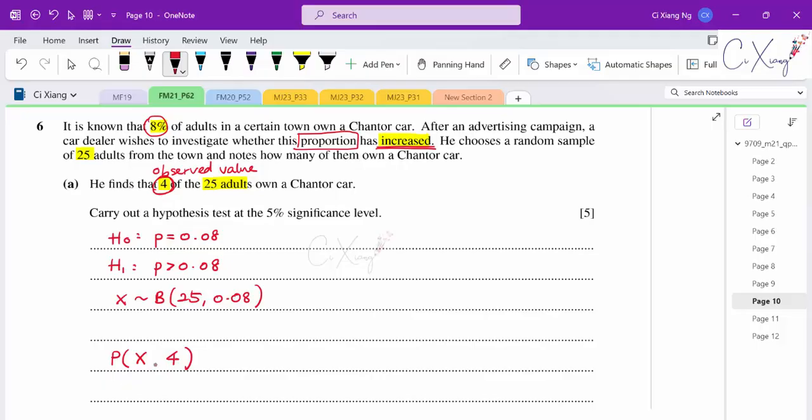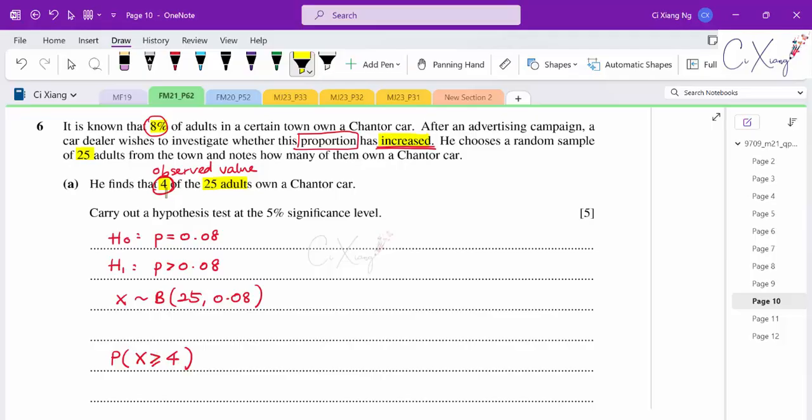Okay, so what is the sign here? Should it be greater than or equal to 4, or smaller than or equal to 4? One way to decide is you can always observe the alternative hypothesis. You know that this is greater than, right? Therefore, our calculation for the p-value will be x greater than or equal to 4. Please take note that the sign here follows the alternative hypothesis, but it always includes that particular value. That means it always has the equal sign here.